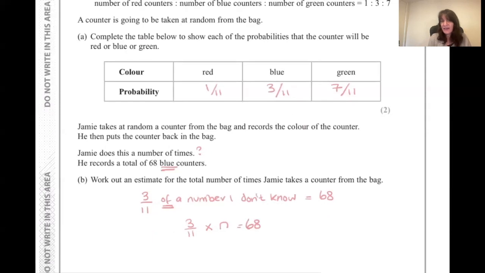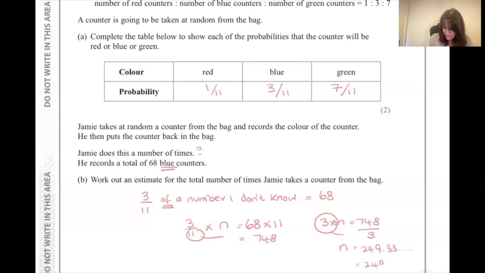And now if I want to know what that number is, I can get it on its own. So I can take this through and times that by 11. So now I've got 3 times n equals 748. Divide through by that 3, and n is equal to 249.33, on and on it goes. So I would say 249.